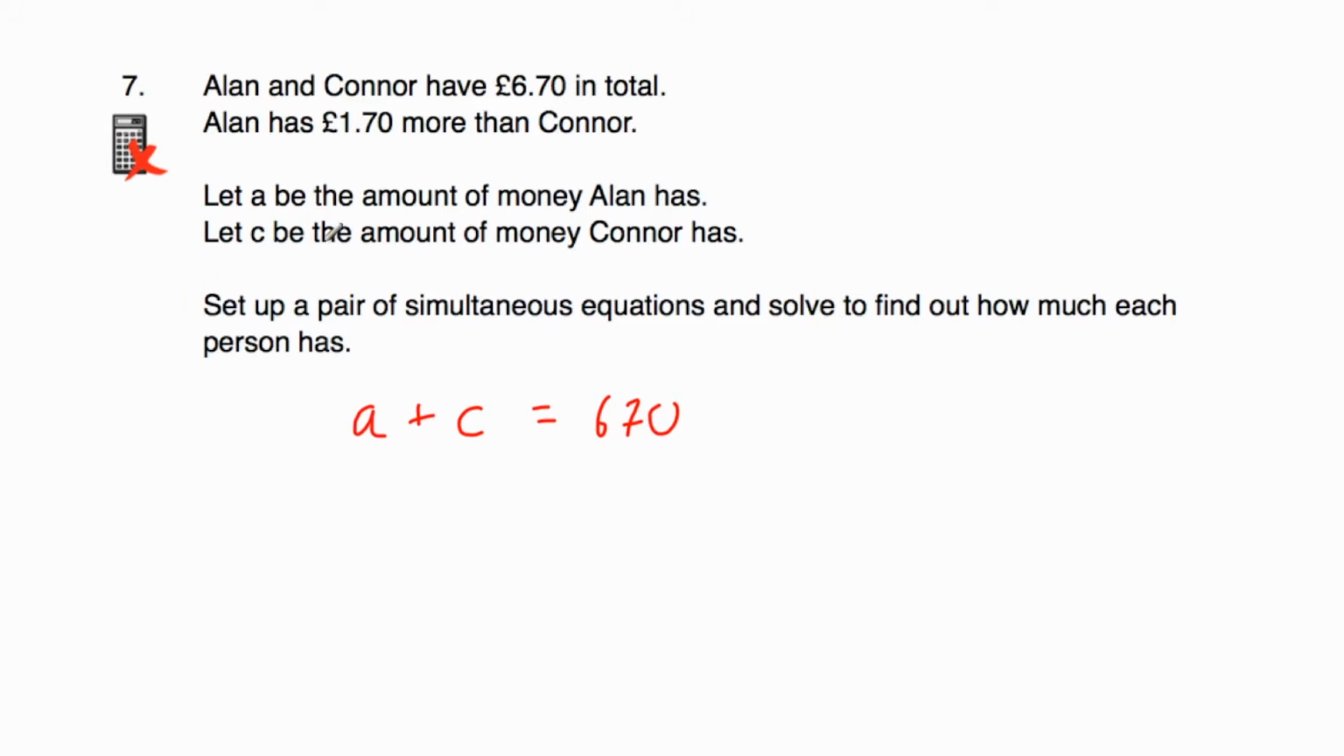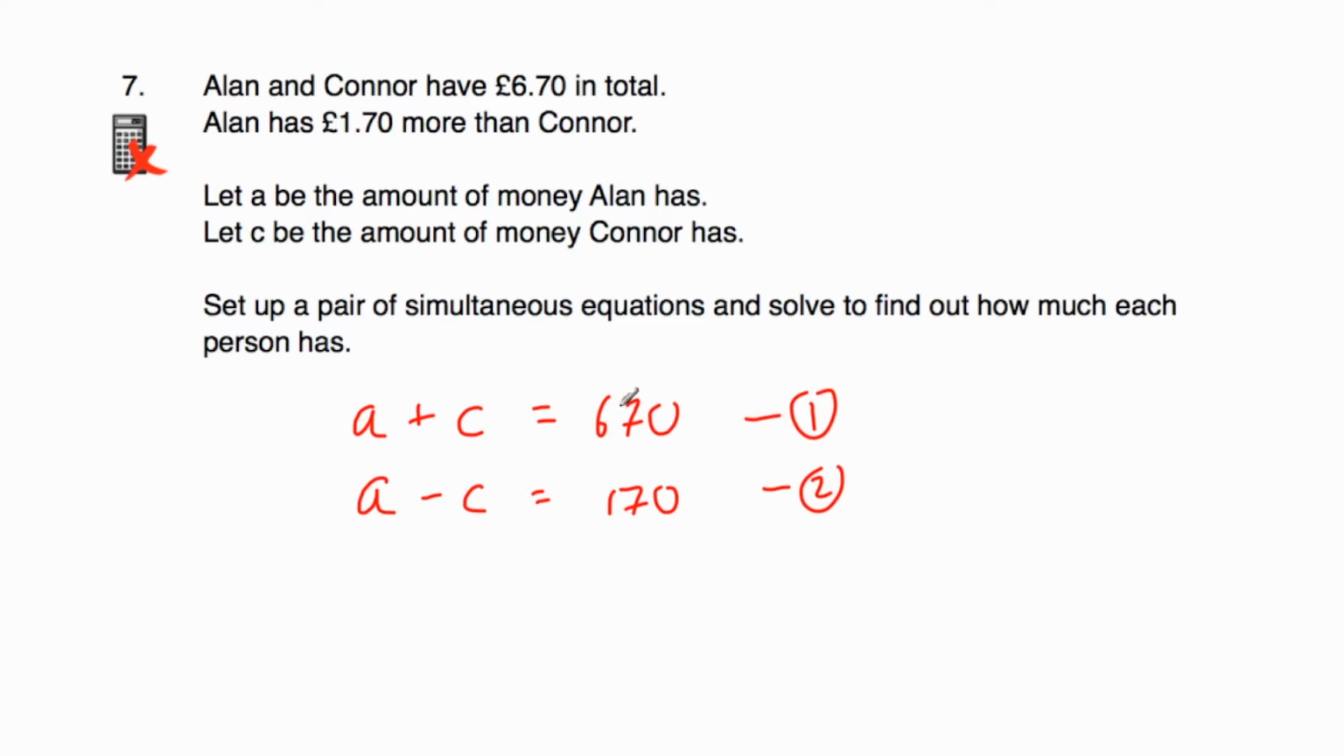And we're also told that Alan has £1.70 more than Connor. So that means if we take the amount of money that Connor has away from the amount of money that Alan has, it's going to be equal to £1.70. So Alan take away Connor would be equal to £1.70, or 170 pence. And let's label our equations, and I'm going to call them equation 1 and equation 2 here. You notice that I've changed that from A and B just because we're using an A in the question.